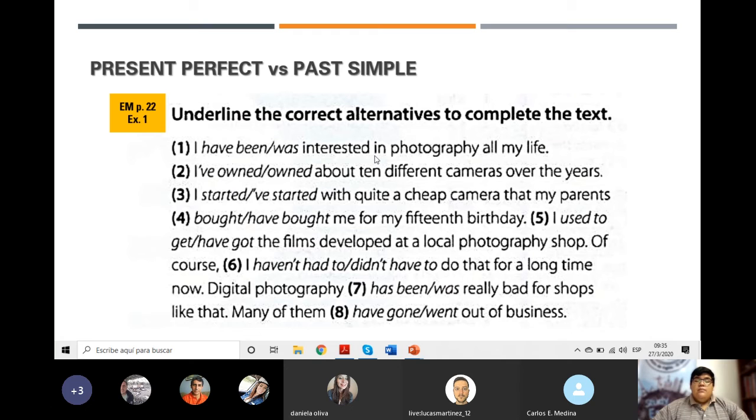I used to get films developed at local photography shops. Yes, I used to get the films developed at local photography shops. Okay, this is a past habit, remember. Of course, Silvana.